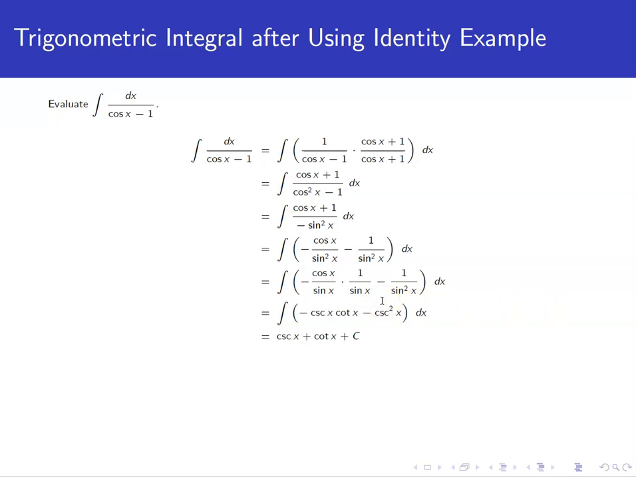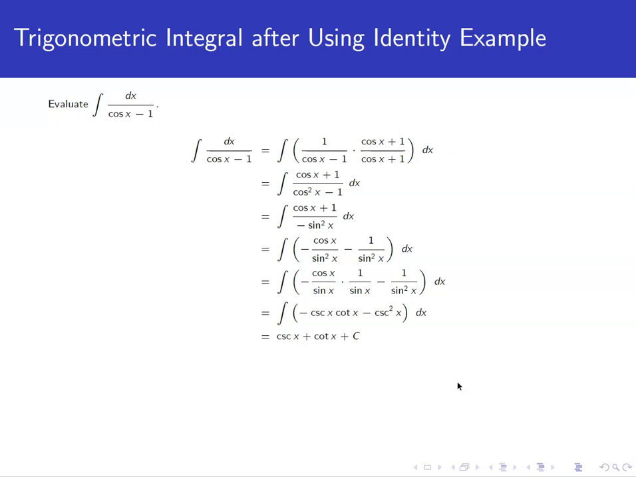Just to see what these functions look like in rewriting them, I can rewrite this as cosine x over sine x times 1 over sine x. Still got the 1 over sine squared x here on the end, but we recognize cosine over sine as cotangent and 1 over sine as cosecant. So now we're looking at taking the antiderivative of negative cosecant cotangent minus cosecant squared, x dx.